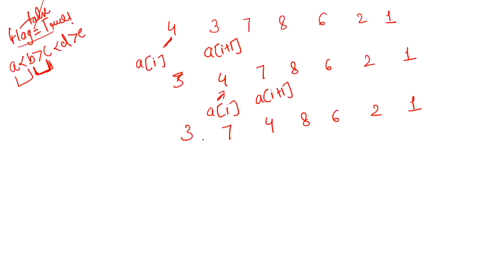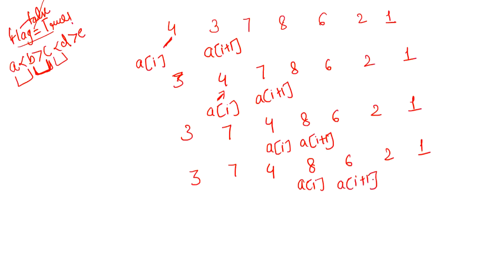Now we will move to this 4, and this is A of I plus 1. So we have to check for C less than D now. So we will check 4 less than 8. Yes, the condition is true, so let's move further. 8, 6, 2, 1. Now this is A of I and this is A of I plus 1. We have to check whether this D is greater than E or not. 8 is greater than 6. This condition is also true. So we will move further.